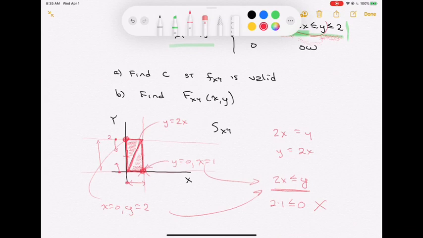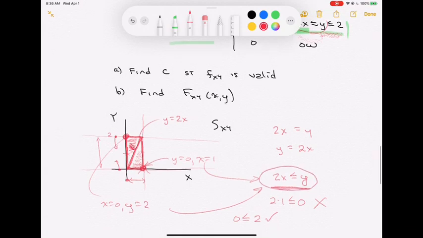Well, I would have 2 times 0 is 0. Is 0 less than or equal to 2? You bet. I'm on the right side of the line. And what that tells me now is that if I was looking at this overall condition, 2x less than or equal to y, I'm looking to the above portion of that line I just drew.